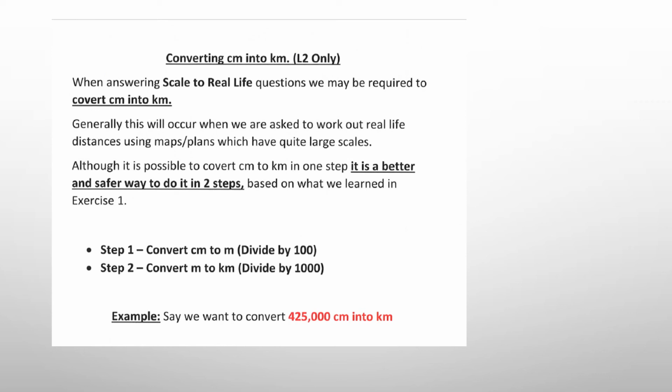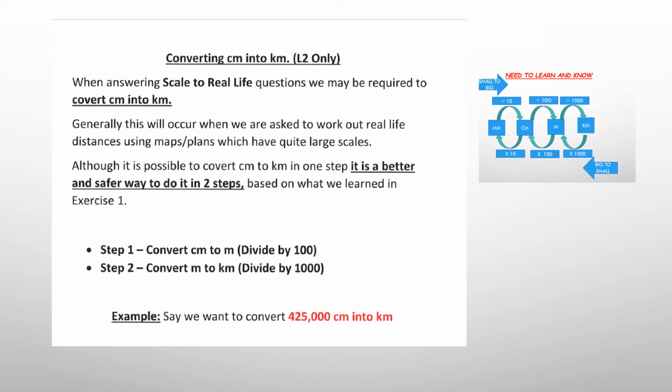So step 1, convert centimetres to metres. You have your little diagram drawn, and then convert metres to kilometres, divide by 1,000. So in our example, we want to convert 425,000 centimetres into kilometres. First of all, we'll divide it by 100 to change it into metres, then divide it by 1,000 to change it from metres to kilometres.